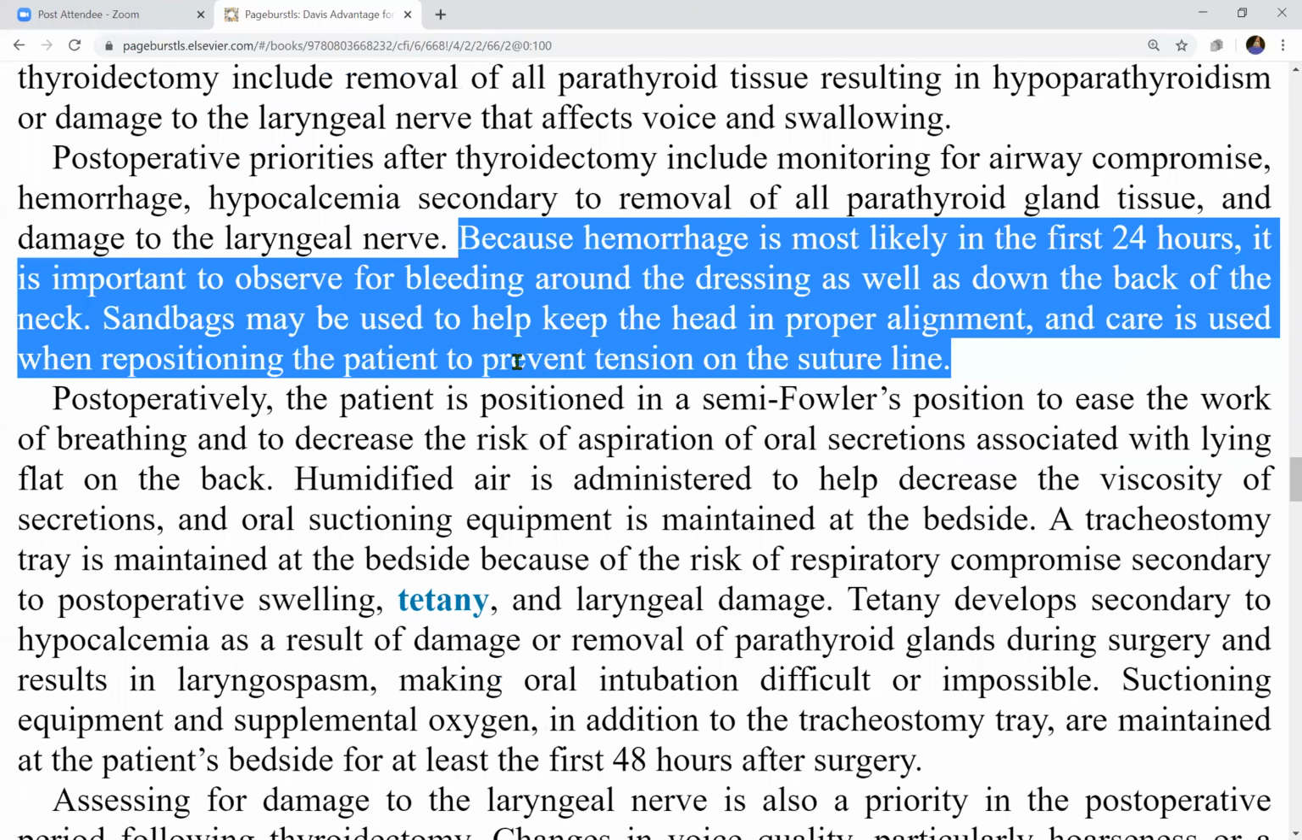Sandbags will be used just to maintain a neutral head alignment. We don't want hyperextension, definitely no hyperextension, because that will put strain on the incision and may cause bleeding. The problem there is the incision is fresh, the bleeding may not come outside, the bleeding might go inside, and therefore, although there's no surgical incision on the airway, it could cause enough pressure around there, meaning the hematoma will cause a buildup of pressure around your neck and then may obstruct your airway.